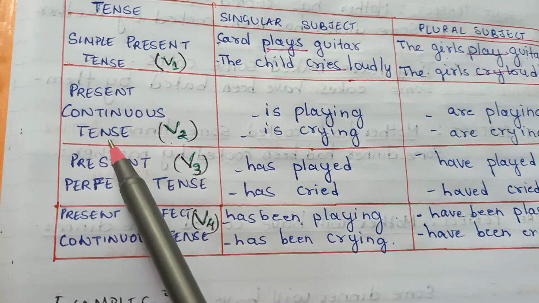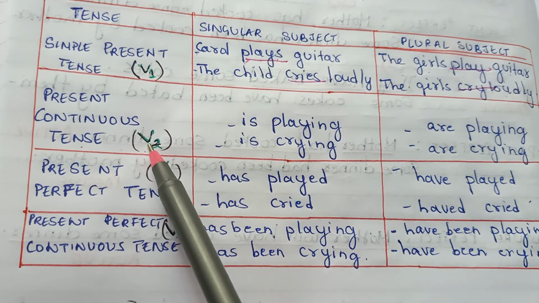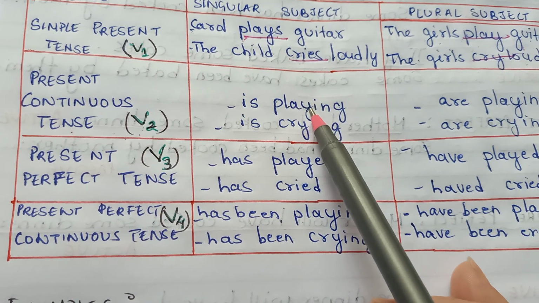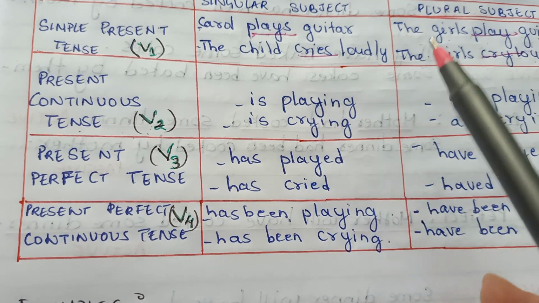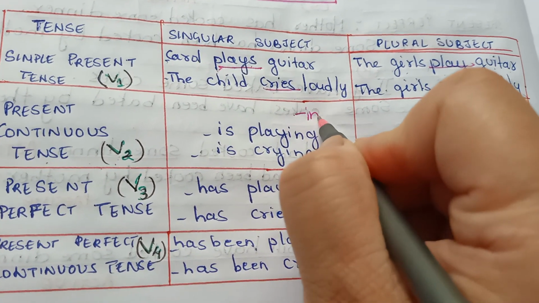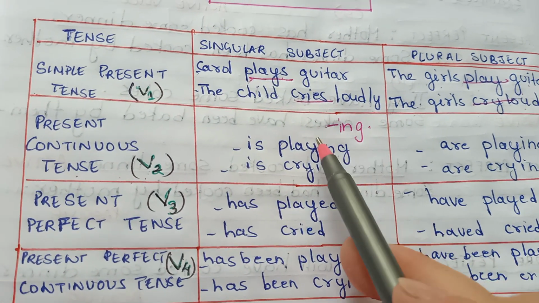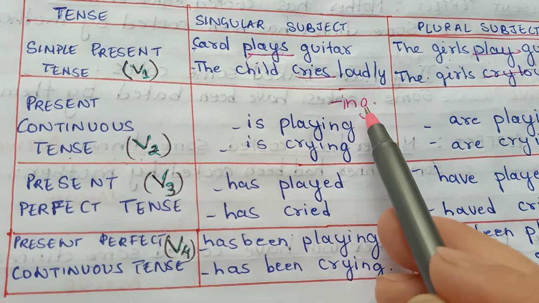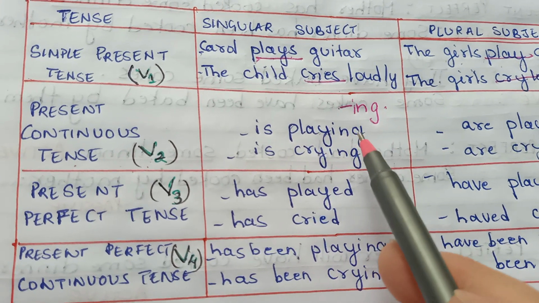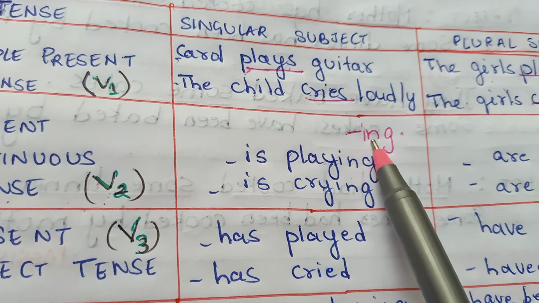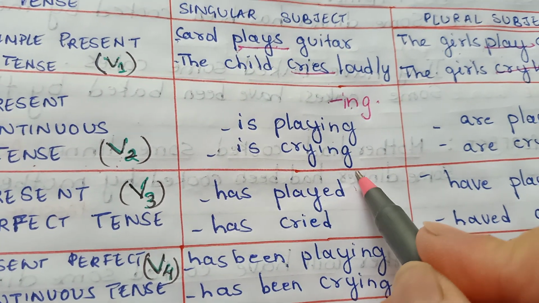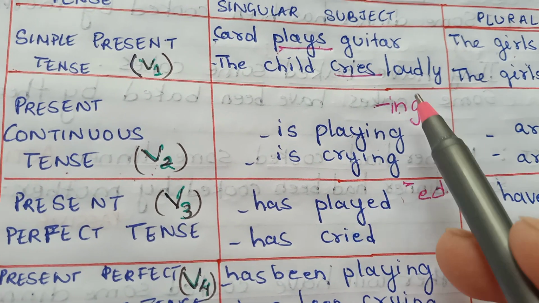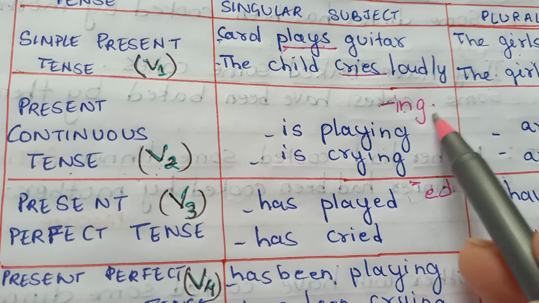Now let's come down to our next verb form, that is the present continuous tense, when the participle ing is added to our verb. Okay, ing is the present participle. So when ing is added to the verb, our verb becomes weak. So whenever ing or ed is added to our verb, it becomes weak. Here, because we are doing the present continuous tense, we are discussing the present participle ing.